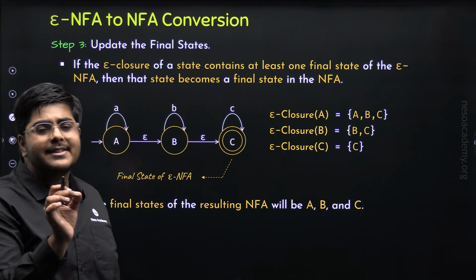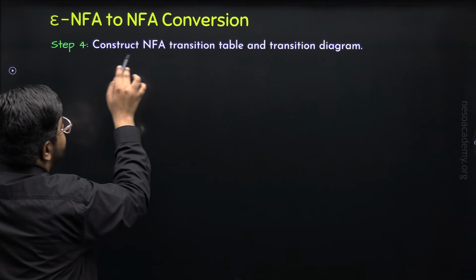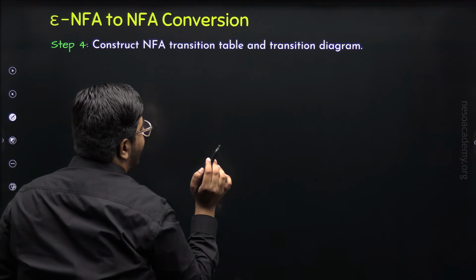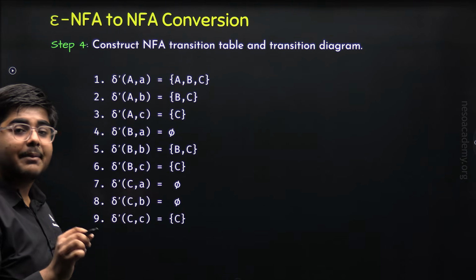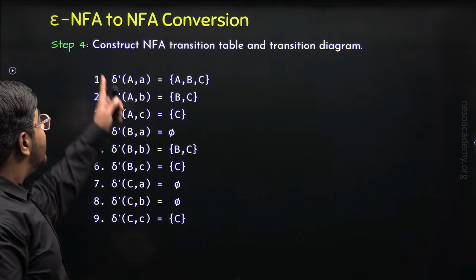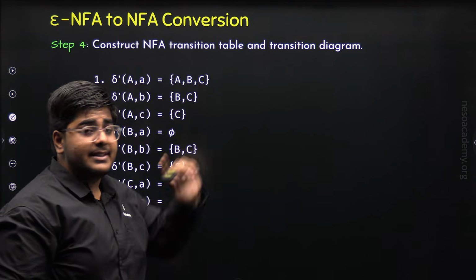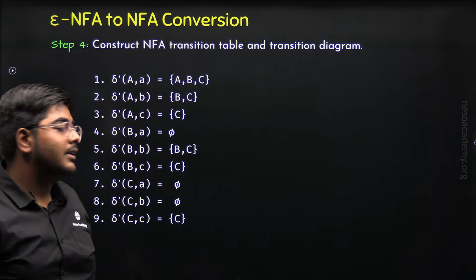Let's move to the very simple step, that is the step number 4. Construct the NFA transition table and transition diagram. So we have calculated all the transitions in our step number 2, and now we need to construct the NFA transition table and the NFA transition diagram. Let's first construct the NFA transition table.